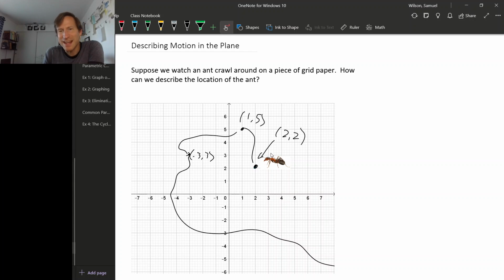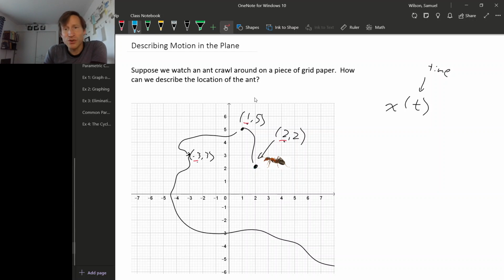You can see that the x coordinate of its location, right? Normally we'd call it x, but since it's moving around, the x coordinate of its location actually changes. It's actually a function of time. So we can't just call its x coordinate x. We would have to call it x of t, since it's a function of time.